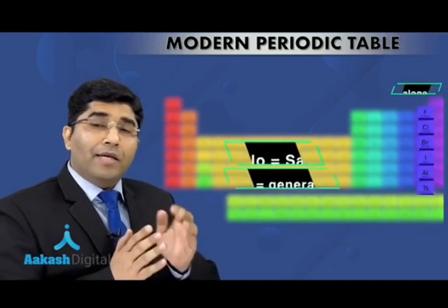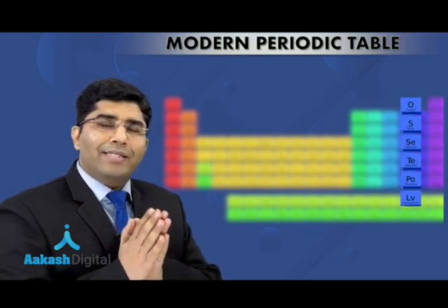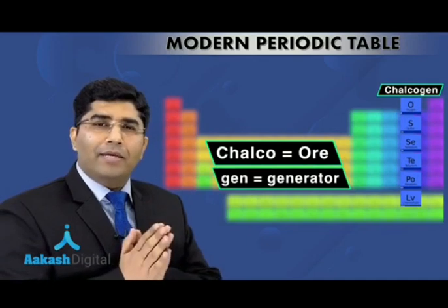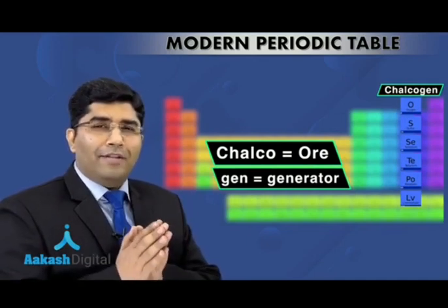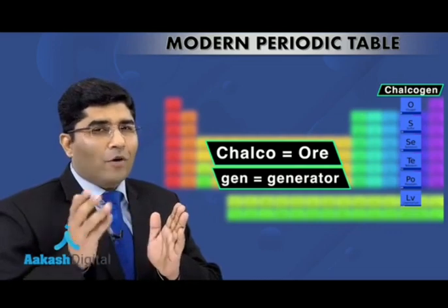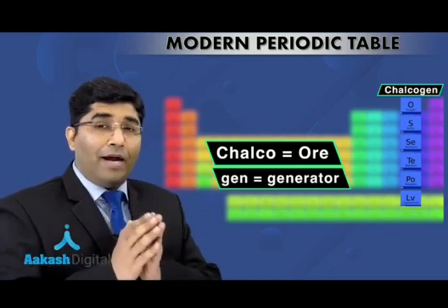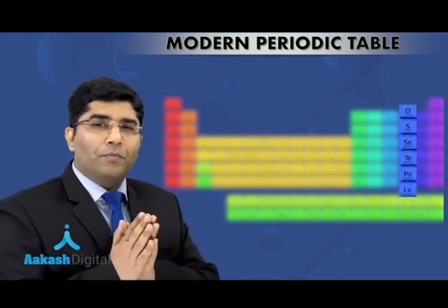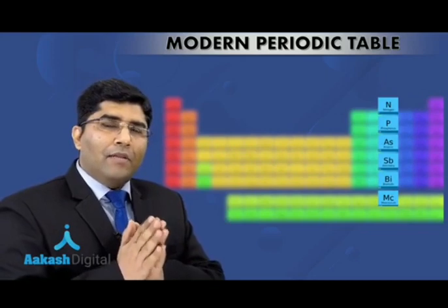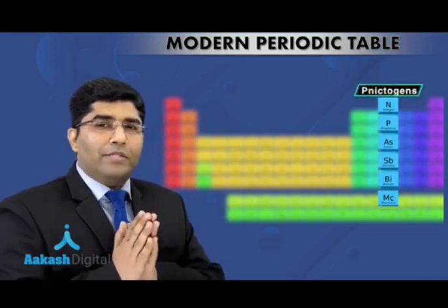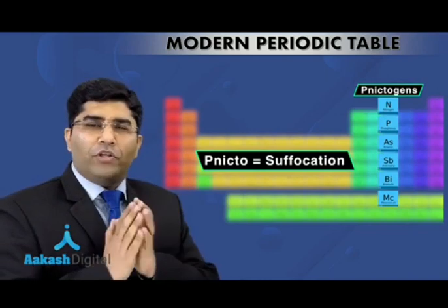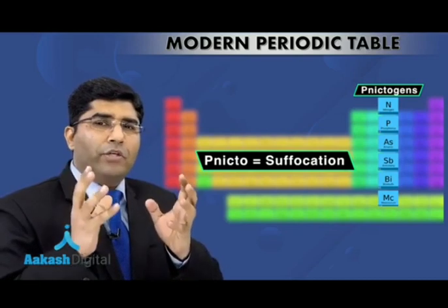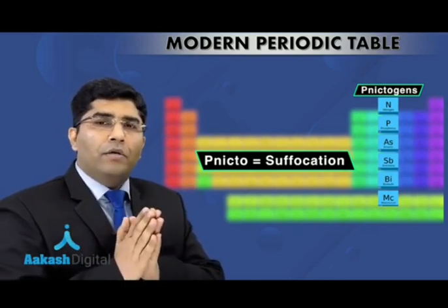The next group is group number 16, that is chalcogens. Chalco means ore, gen means generator. The meaning is ore producer. And there are generally either oxide ores or sulfide ores, and oxygen and sulfur both are present in this group. The group number 15, the elements are called pnictogens. Pnicto means the suffocation. So they form the gases or the compounds which cause the suffocation. That's why they are called pnictogens.